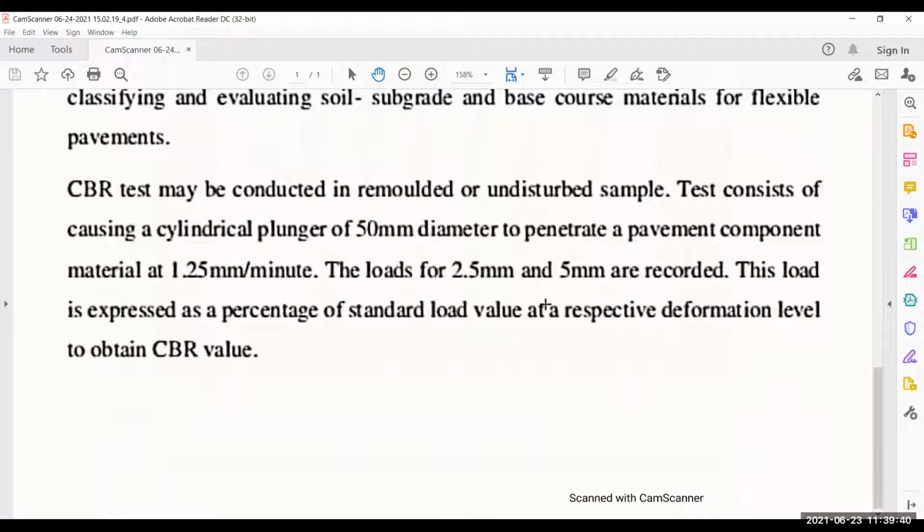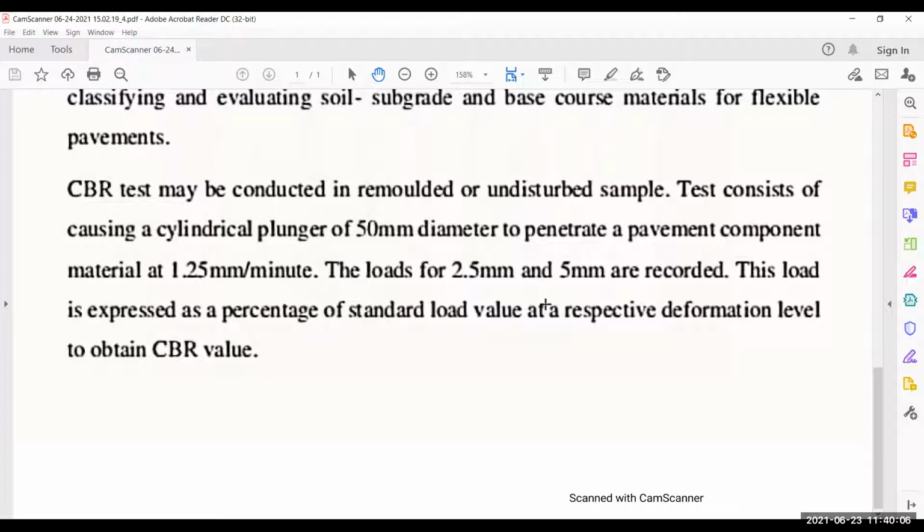So basically the load for 2.5 mm penetration and the load for 5 mm penetration are recorded, and after recording all the values we find our CBR value. A deformation value will come, and that deformation value will give us our CBR value.